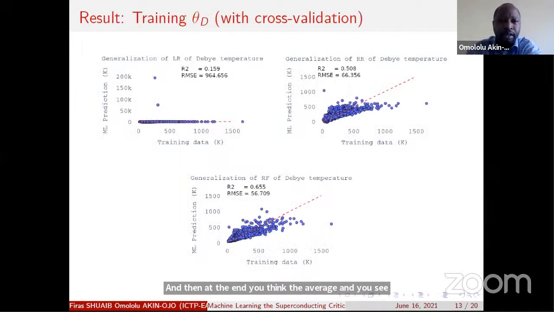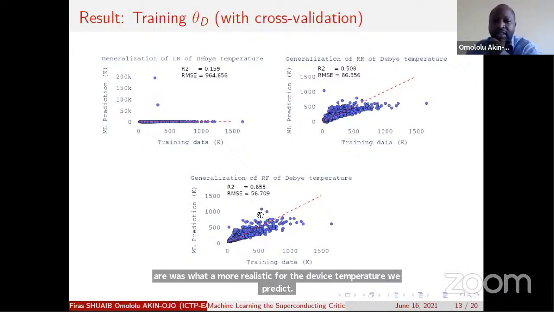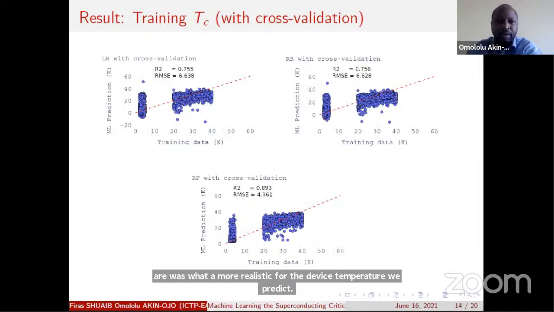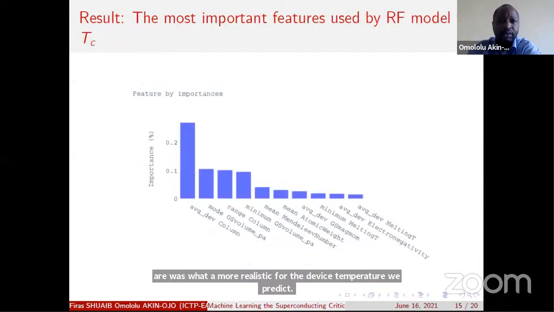When you do cross validation, our results are worse, but they're more realistic. For the Debye temperature, our RMSE is 56.7. For Tc, our RMSE is 4.361. Okay, what does this translate into?